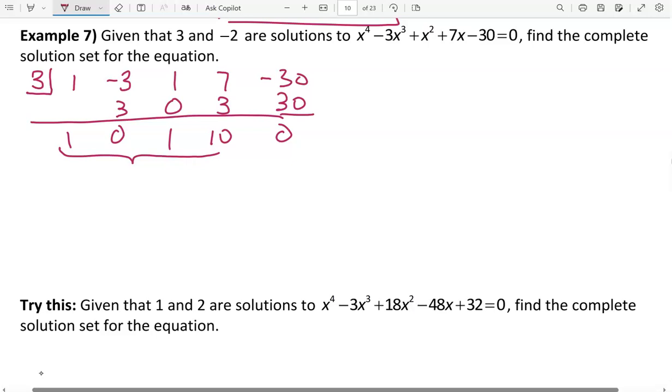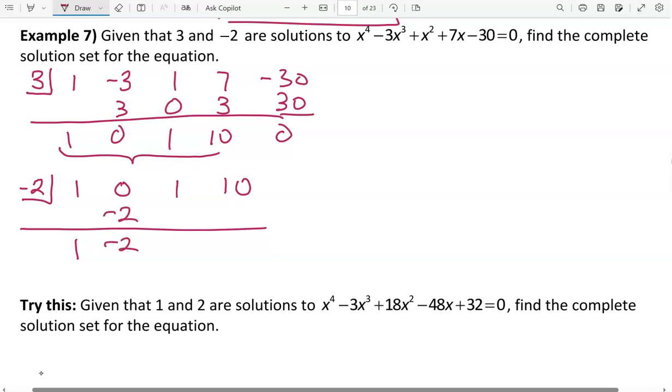And so what we know now is that x plus 2 must be a factor of it, because x equals negative 2 is a solution. So I'm going to divide by x plus 2. Bring down that 1, times negative 2 is negative 2. Add that column. Times negative 2 is 4. Add that column. Times negative 2 is negative 10. And we get our 0 remainder.